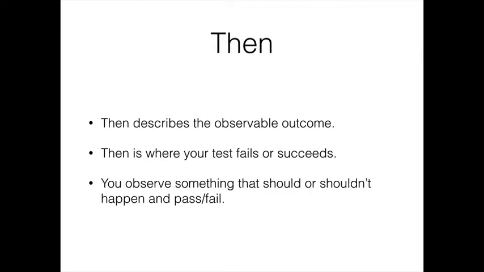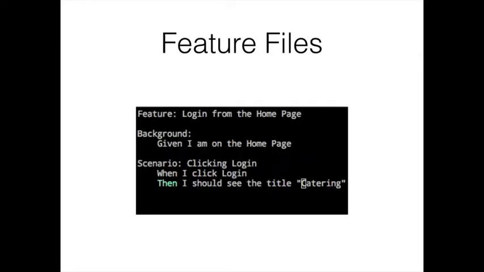So how do we glue all this together, right? We do so with a text file, just plain text. It's our feature file. And we describe our feature. Here it's login from the home page. We just want to make sure that we can go to a website and click the login button, and we should see something on the page that we expect.